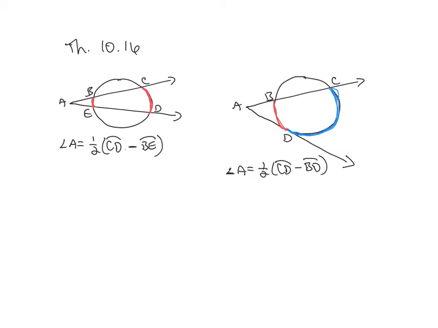Okay, so two secants, a secant and a tangent, and then there's only one left, two tangents. Oops, that's not very good.